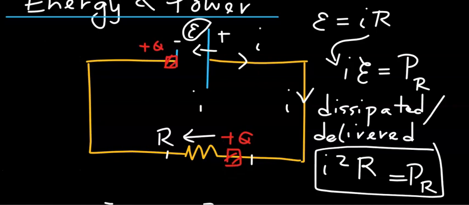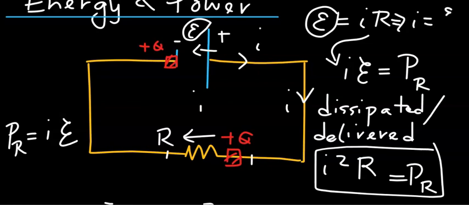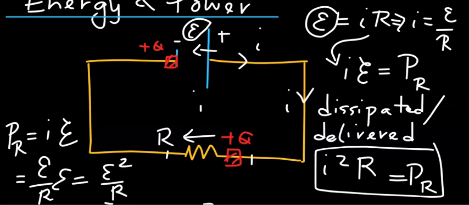We can also express power dissipated or delivered to a particular resistor in terms of potential difference or the EMF in the following manner. Since power dissipated is I times E, and we know from this equation I is the EMF over resistance, substituting the result for I, we get E over R times E, or E squared over R. So this is an alternative form for power dissipated or delivered to a given resistor, in addition to this or that.